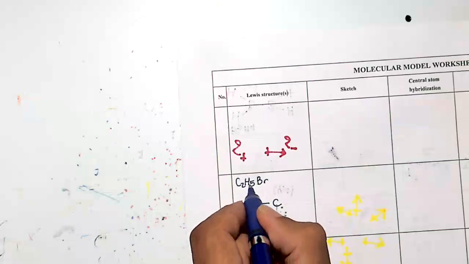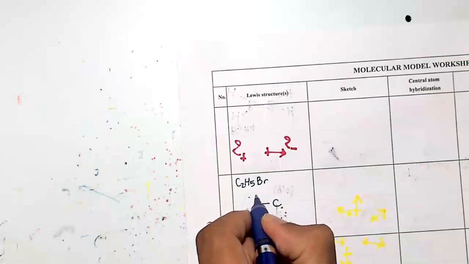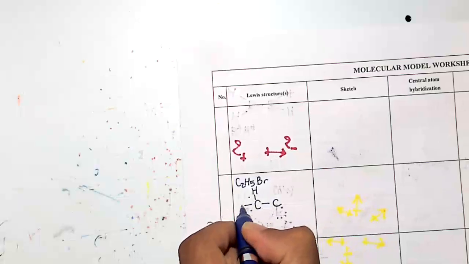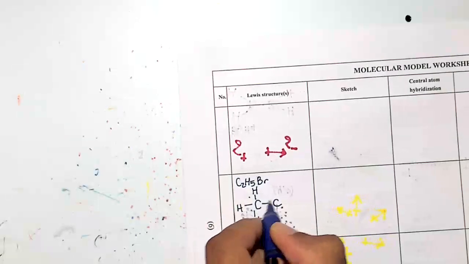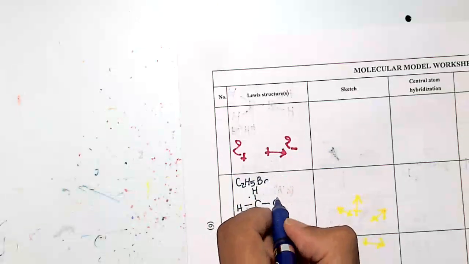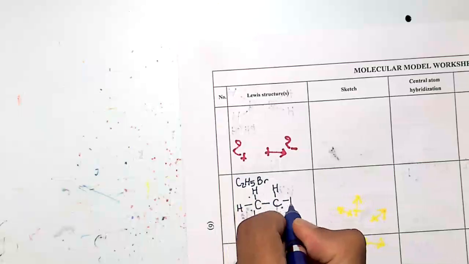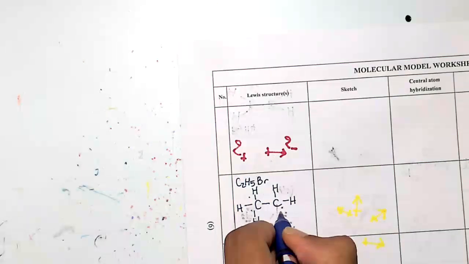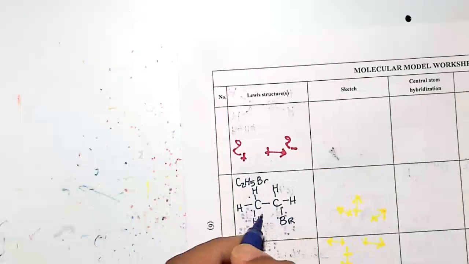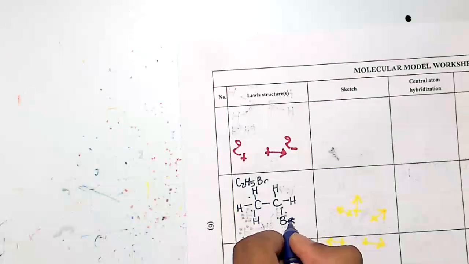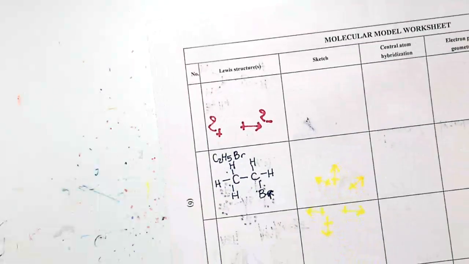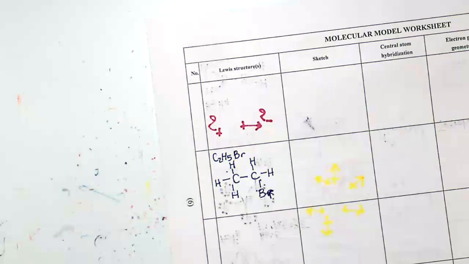This is one type of isomer. Okay, what about the hydrogens? 1, 2, 3. Where would 4 and 5 go? 4 and 5, and what can be found here? The bromine. Okay, so that's one way to put it.